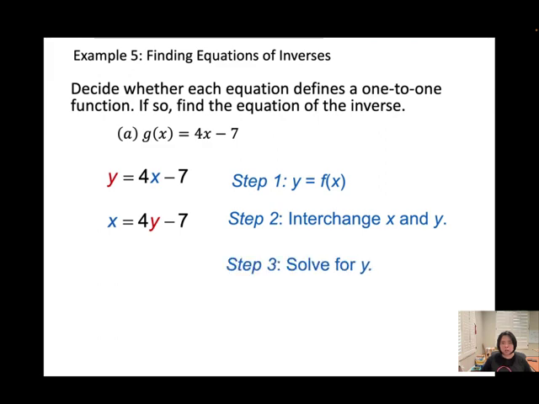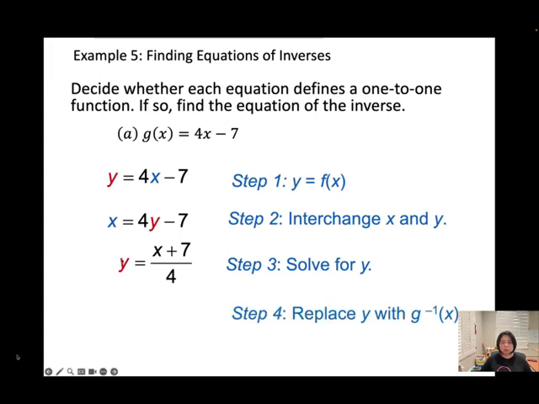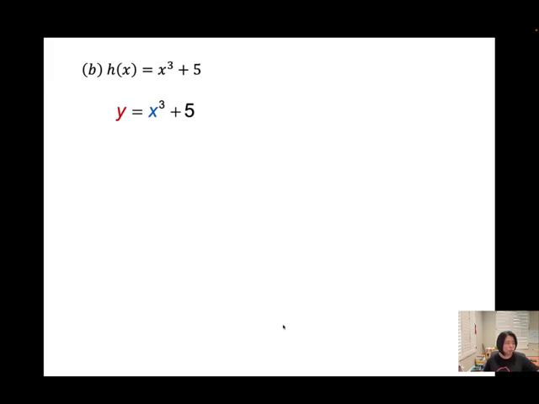Solve for y. We're going to isolate the y here. We add 7 to both sides and then divide by 4 on both sides. Step 4, we replace the y with the inverse, the g inverse function. So this is going to be your inverse function. Okay, try this one.